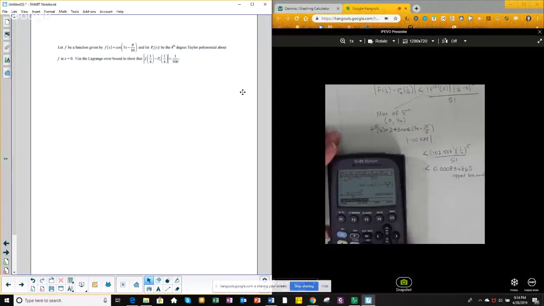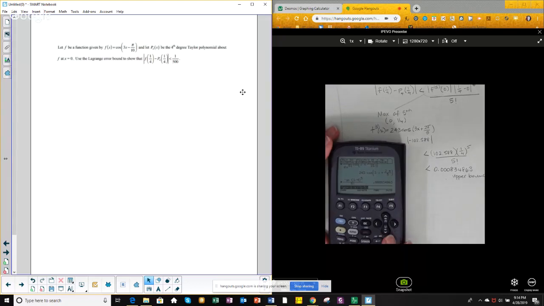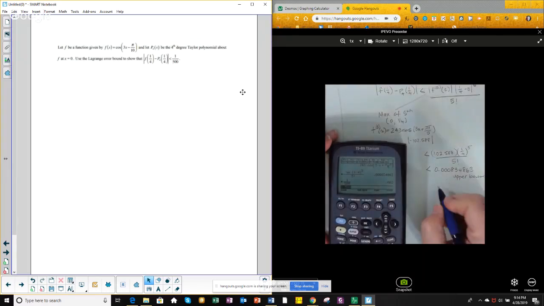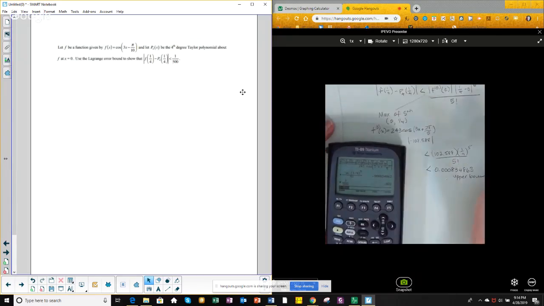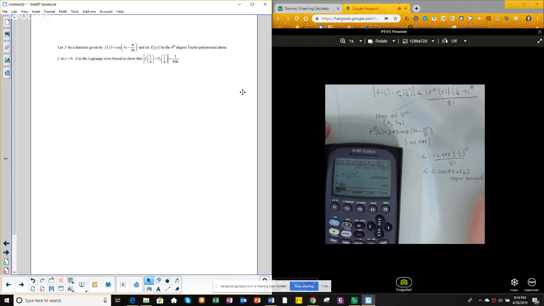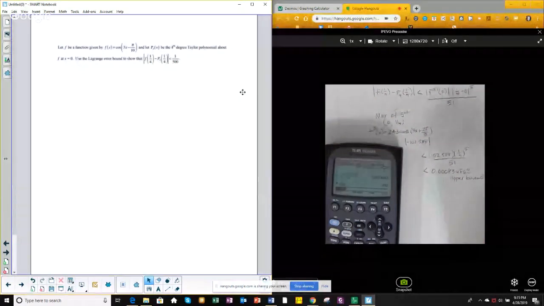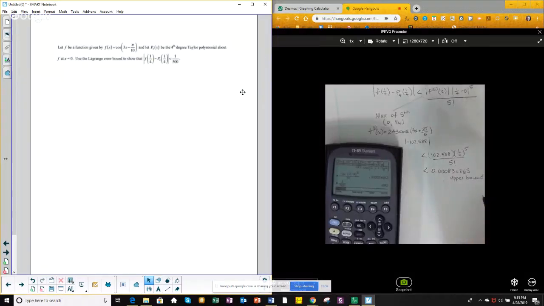Now, how do I know it's less than 1 over 500? Well, because 1 over 500 is 0.002. And this is definitely less than 0.002.